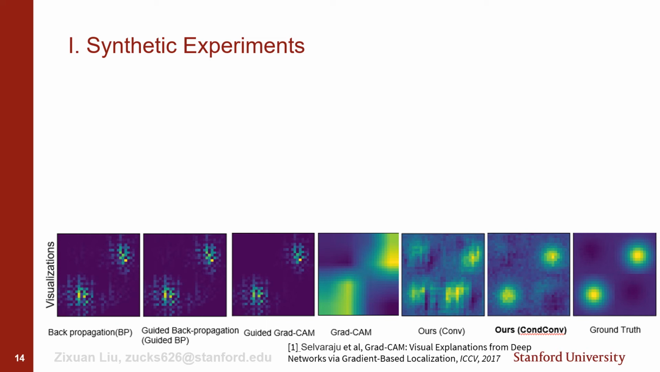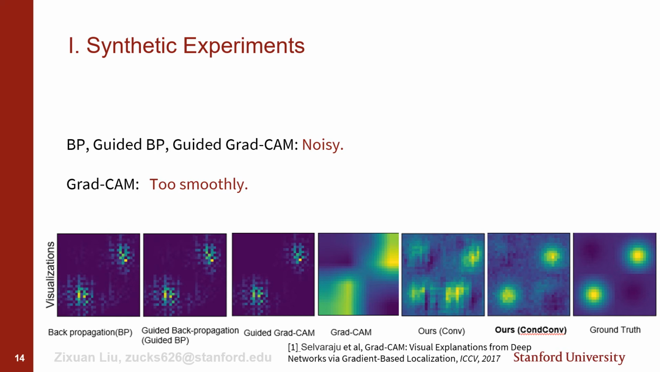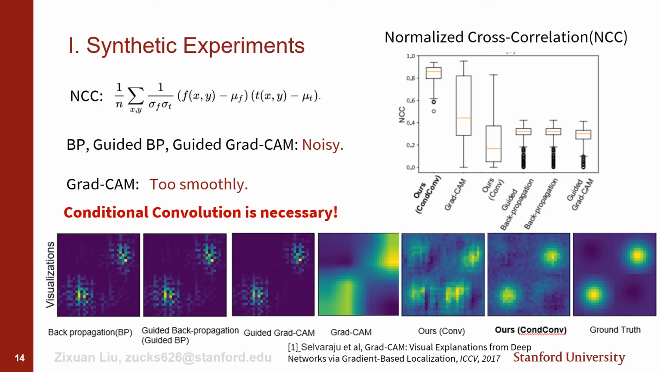Here we can see our results with CountCom simulators generate the most similar results to ground truth, while backpropagation, guided BP, and guided GradCAM generate very noisy results. GradCAM generates very smooth results with two large region locations. Also note that without conditional convolution, the simulators generate less informative results, which indicates that conditional convolution is necessary here.